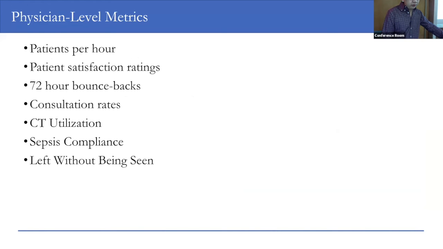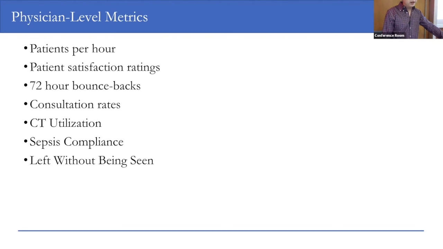So overall, those are metrics that I think are going to be affecting us more in the future and how we're paid. I think there's a lot of question about exactly how it's going to be implemented at this point. A lot of the research I did and the alumni who got back to me mentioned these specific metrics that they are seeing right now, including patients per hour, satisfaction ratings, 72-hour bounce backs, consultation rates, CT utilization, sepsis compliance, and rates of left without being seen.